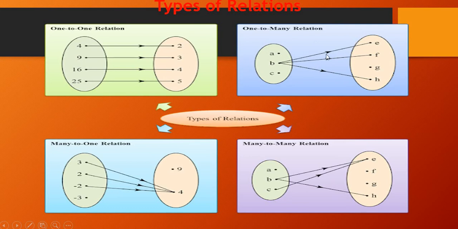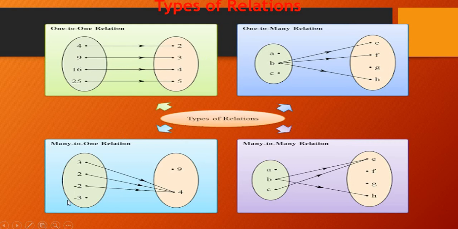And in the second diagram that I have here, you have one element in the domain mapped onto 3 elements in the range. Now you can see that B is mapped onto E, B is also mapped onto F, and B is also mapped onto H. Where you have this situation, this is an example of a one-to-many relation.